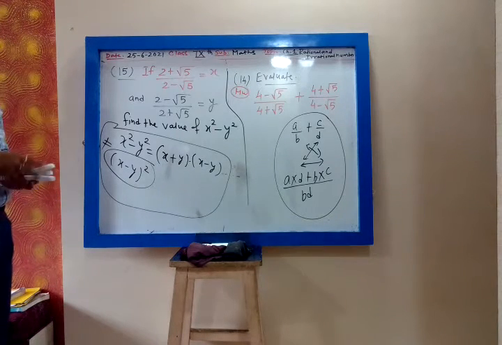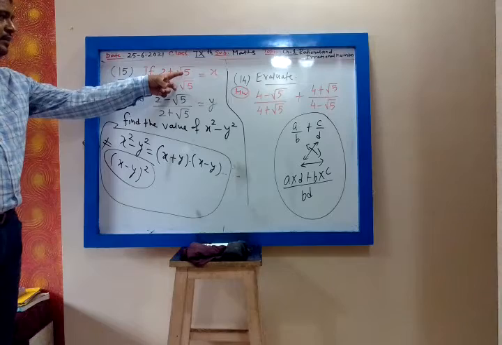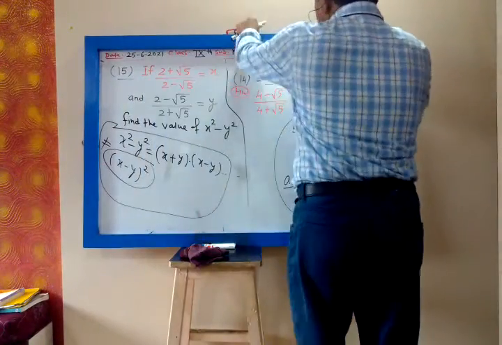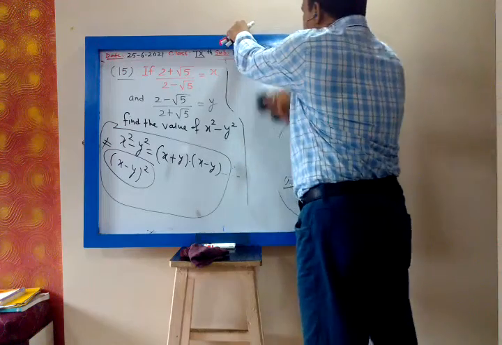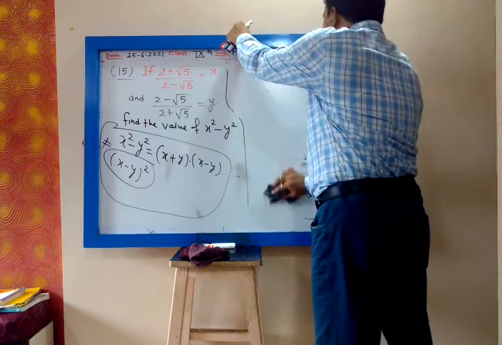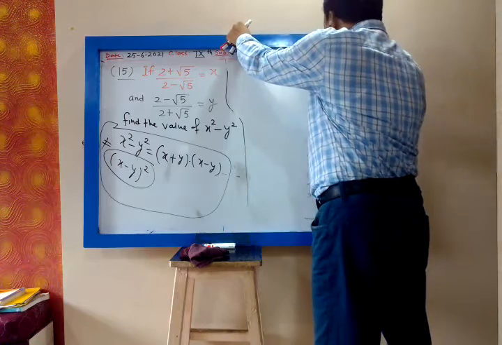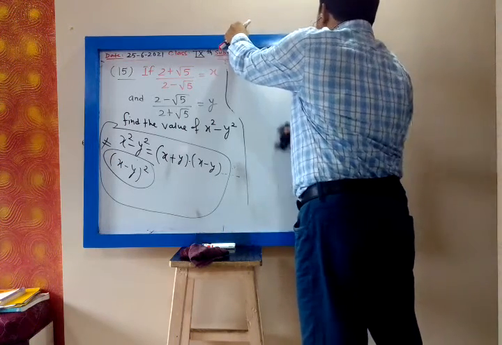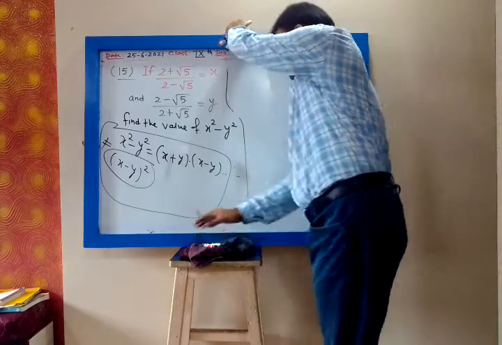So what you have to do? You have to simplify x by rationalizing the denominator. Simplify y by rationalizing the denominator. And then after getting the simplified forms of x and y, you have to find x plus y and x minus y. That's all. So let us solve this.